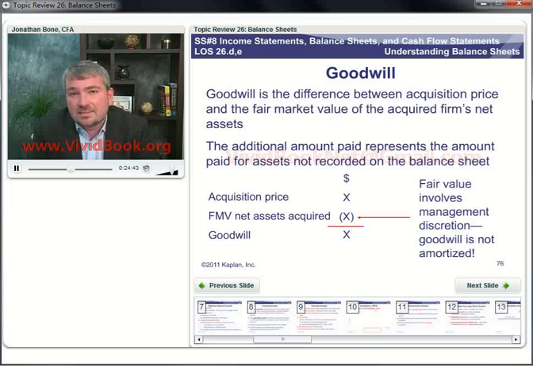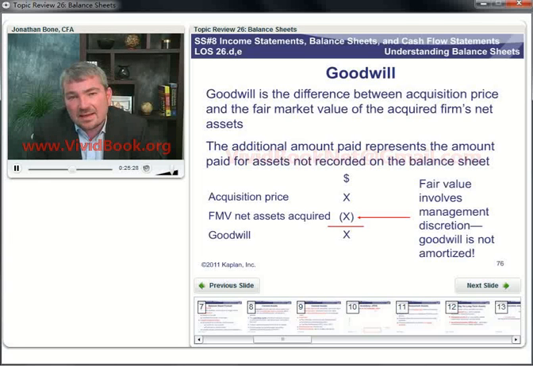So goodwill is simply going to be the difference between the price you pay to acquire a subsidiary and the fair market value of the acquired firm's net assets. In other words, we take the acquisition price, we then adjust their balance sheet, and we then bring in our percent of those net assets acquired. So if we acquired 100% of the equity, we'd bring in 100%. If we acquired 80, we'd bring in 80%. And the difference between the price you paid and the fair market value of the net assets you've acquired is goodwill. Now, be aware that these fair market value adjustments involve discretion of the management.